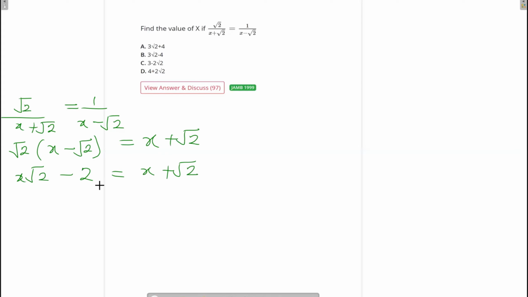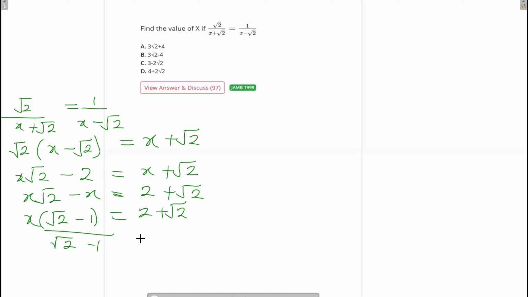Now let's collect like terms so that the variable x will be on one side. So x root 2, bringing this to the other side, becomes minus x equals, if you take this to the other side, 2 plus root 2. If you factorize to get the value for x, you have x into bracket root 2 minus 1 equals 2 plus root 2. So if you divide both sides by root 2 minus 1, our x equals 2 plus root 2 divided by root 2 minus 1.